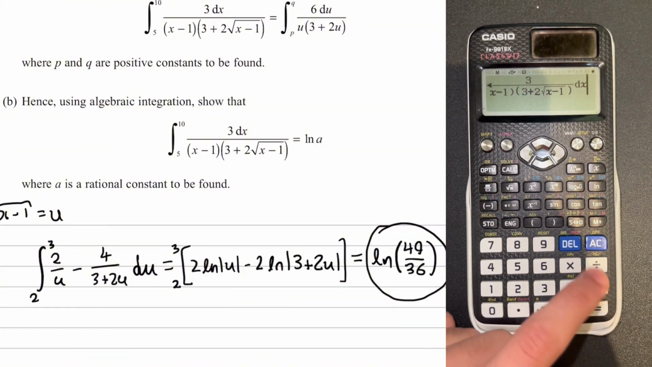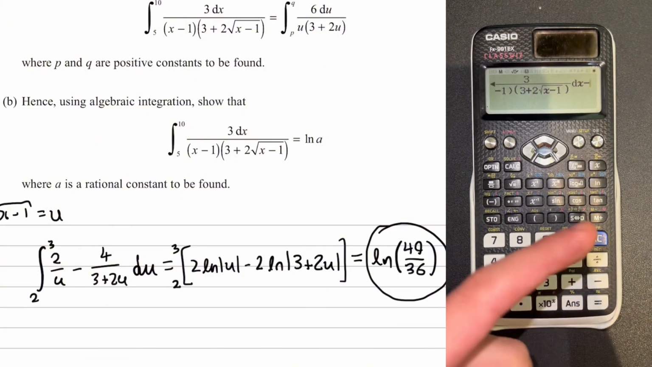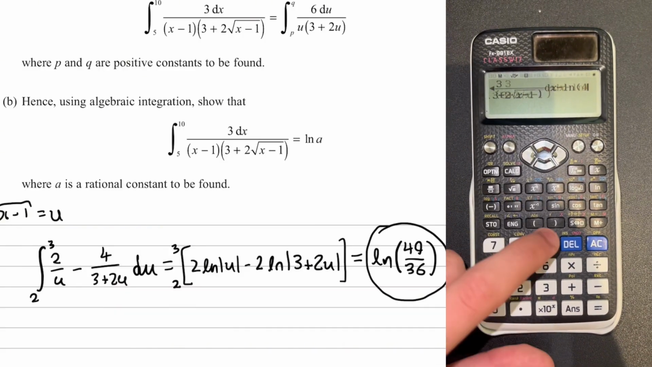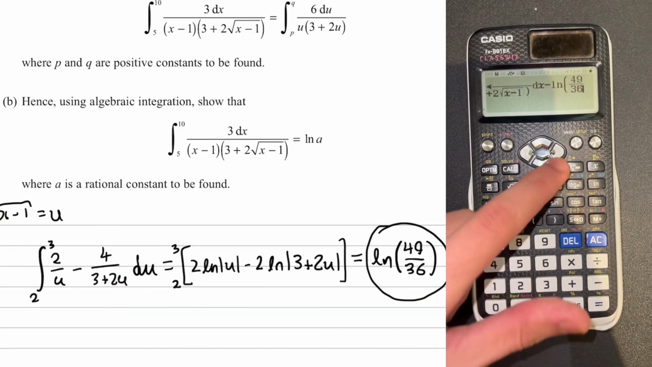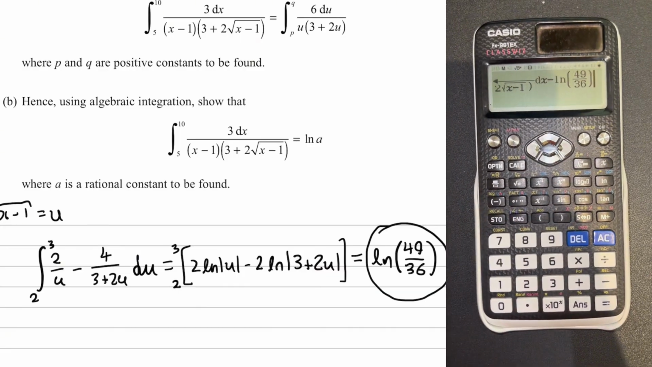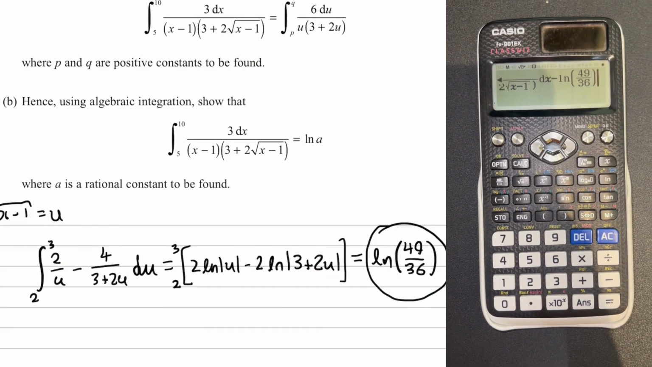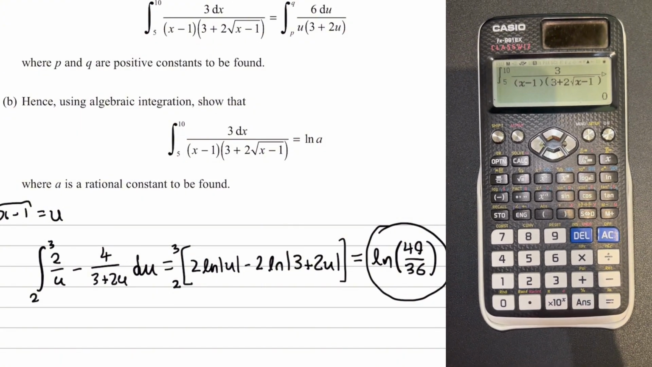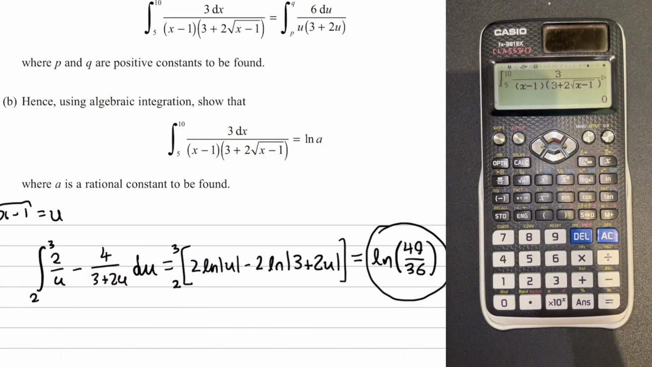Then what we're going to do is take away our answer of ln 49 over 36. The reason for this is because if our answer is correct, then doing the integral, take away our answer should give 0 because we're saying they're equivalent. So let's just press equals and we get an answer of 0. So that means our answer is correct.